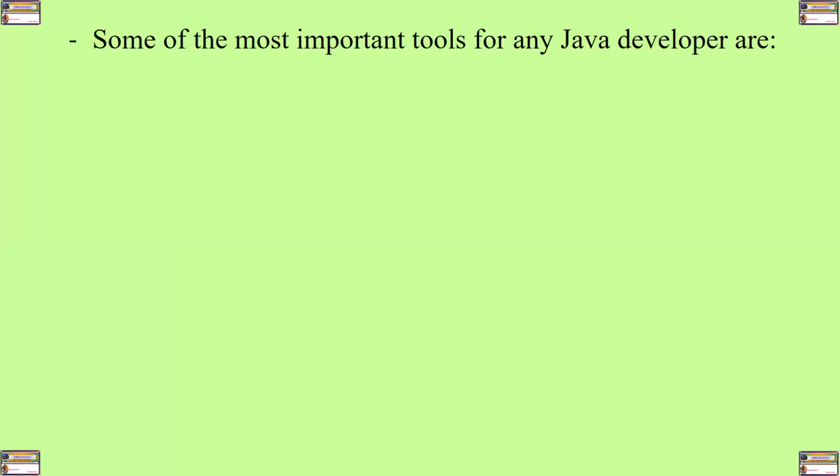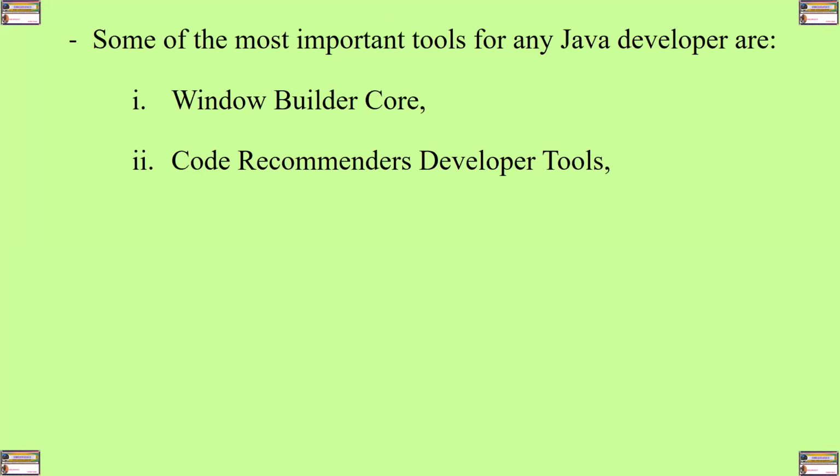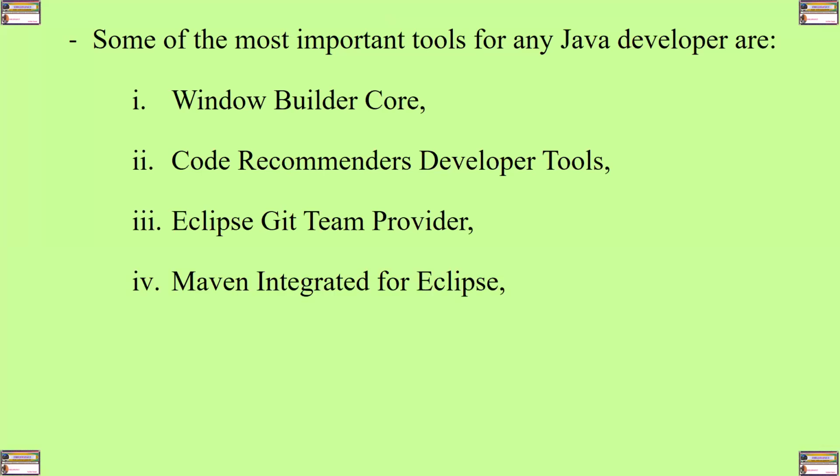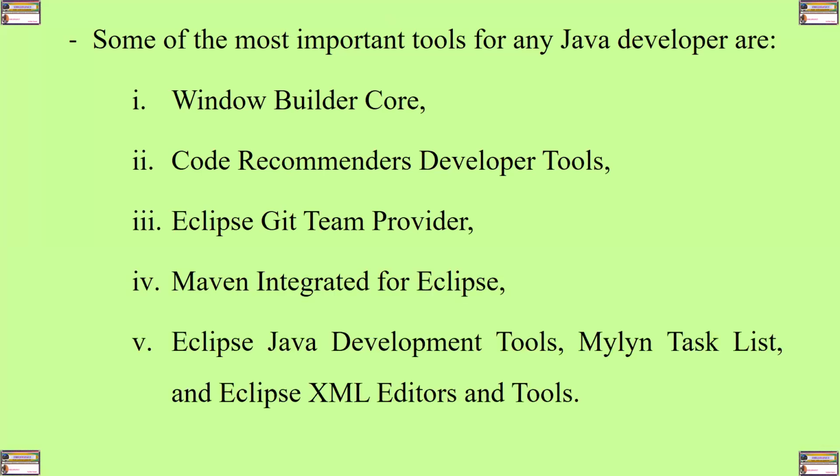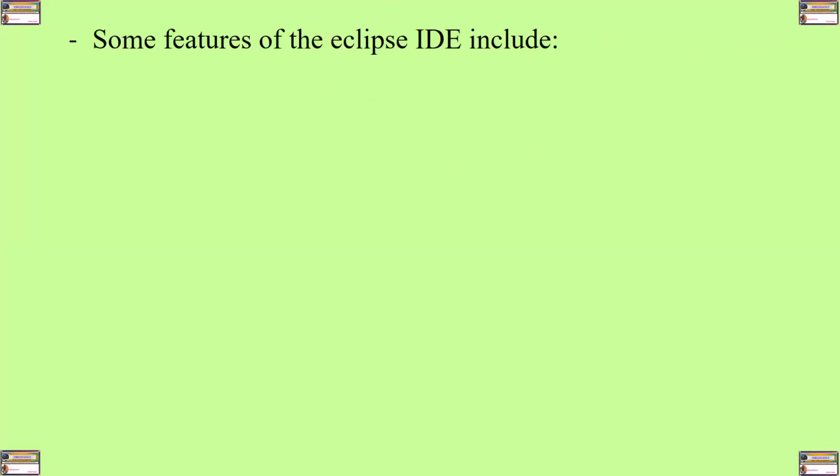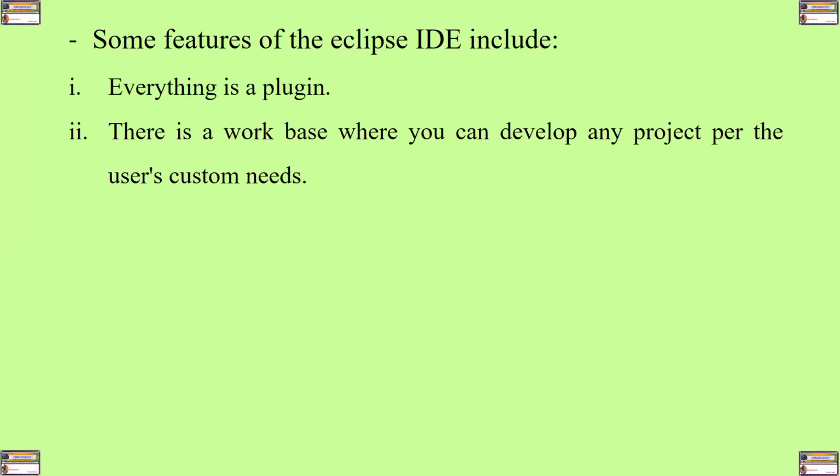Some of the most important tools for any Java developer are the Window Builder Core, the Code Recommenders Developer Tools, the Eclipse GIT Team Provider, the Maven integration for Eclipse, Eclipse Java Development Tools, Mylyn Task List, and the Eclipse XML editors and tools. Some features of the Eclipse IDE include: everything is a plugin.